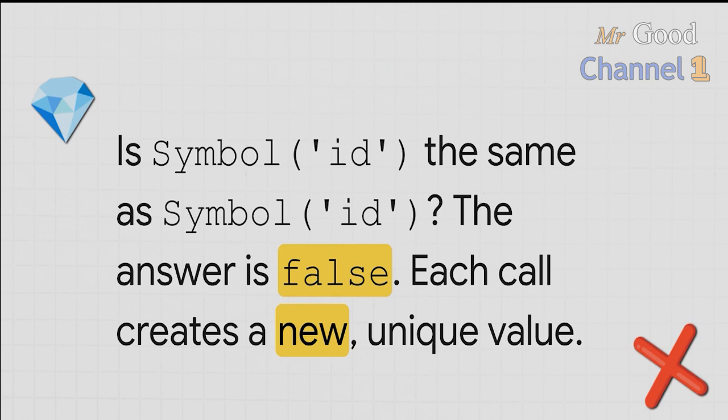Just look at this. Even if you create 2 symbols that have the exact same description, in this case the word idea, they are not the same. They are not equal. Every single time you call that symbol function, it spits out a brand new, one-of-a-kind value. That uniqueness, that's its superpower.